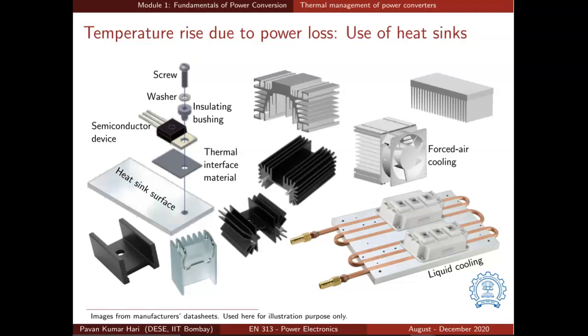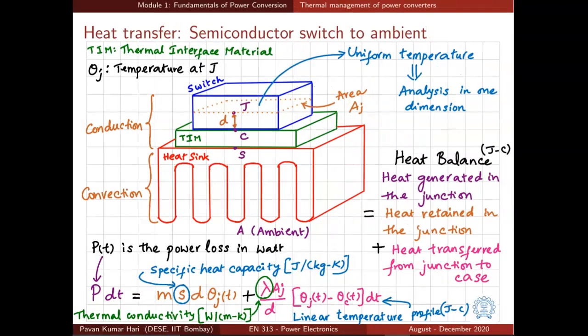An example of worst case condition could be the power converter delivering its rated output power continuously 24/7 at an ambient temperature of 50 degrees centigrade. So we know the two endpoints in the chain of heat transfer: the ambient temperature on one end, point A, and the junction temperature on the other, point J.